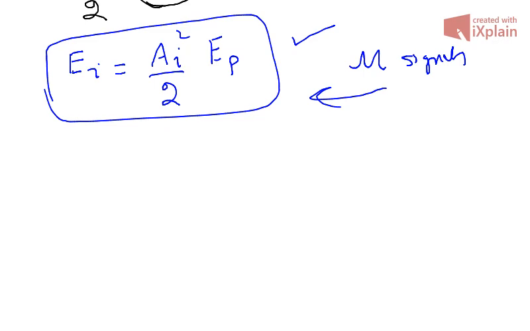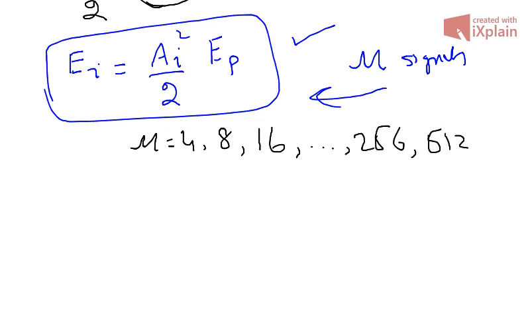If you have 8 symbols, you can have M equal to 4, 8, 16, 256, 512 and so on. So you have many of these symbols.